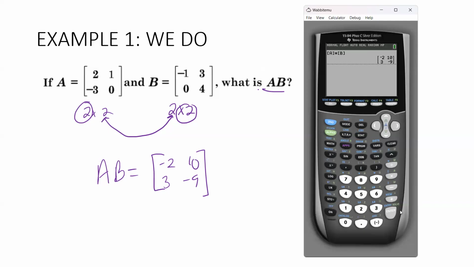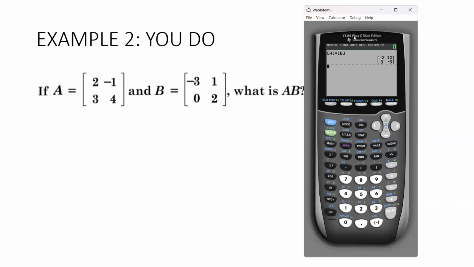All right. So now, while I walk around helping people, here's yours to do. So do yours and check with your neighbors. Okay? So you're going to clear your calculator and put in your own A and your own B. Got it? Clear your calculator and put in your own A and B.